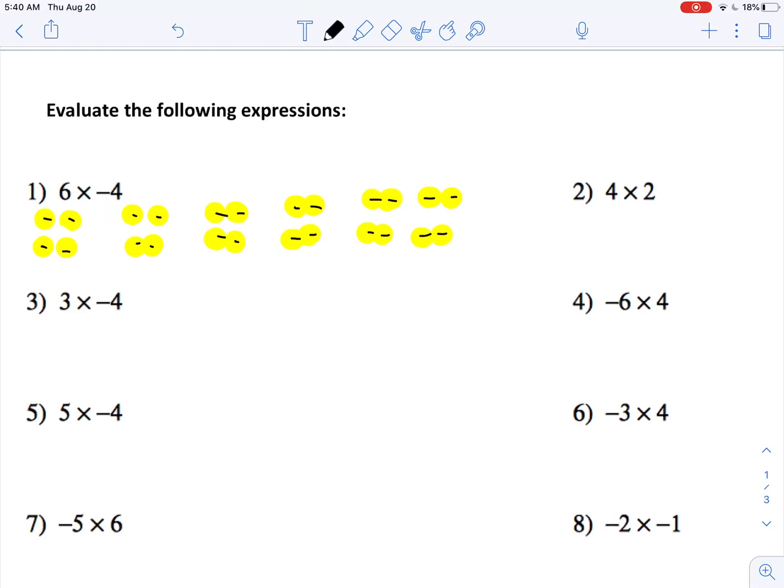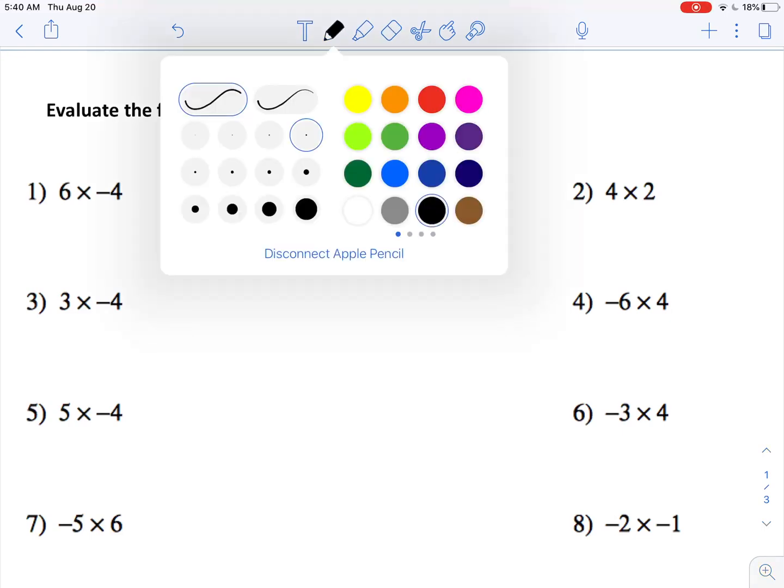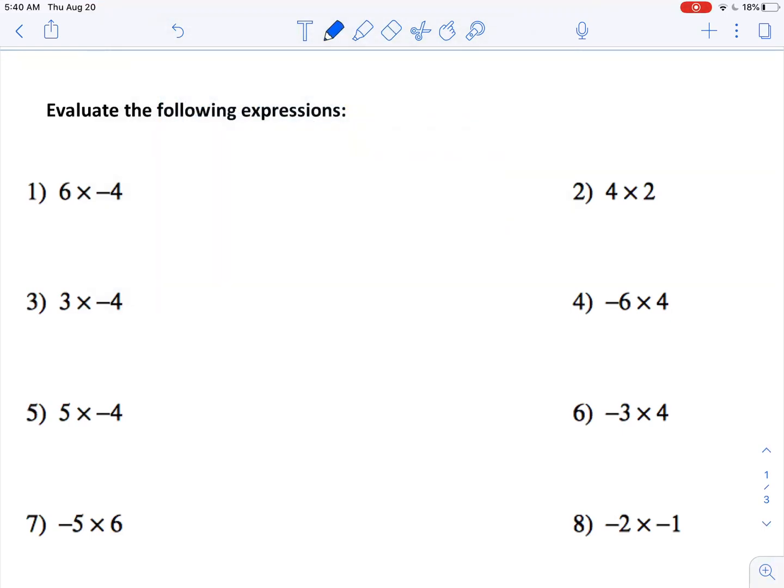So you do not need to show this. You don't need to show that work on your homework. I just wanted to show that to, again, get you guys thinking about our rule. A negative times a positive is going to get me a negative. And then 6 times 4 is just 24.